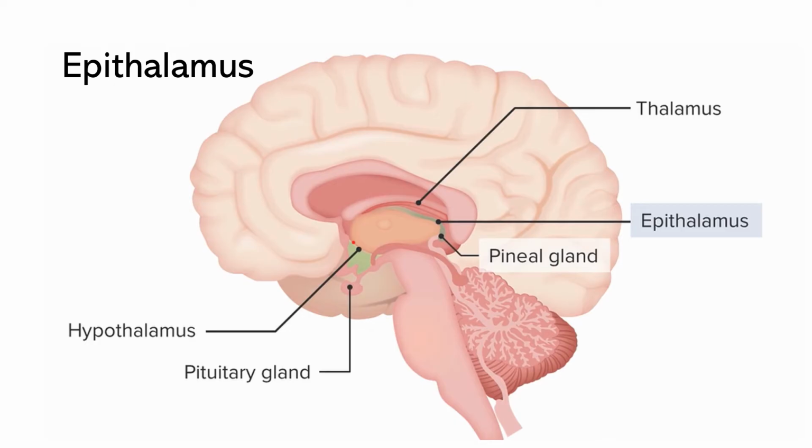The third structure of the diencephalon is the epithalamus. The epithalamus lies superior and posterior to the thalamus. So look at the picture, find it. And it contains the pineal gland. The pineal gland is important because it secretes melatonin and contains the habenular nuclei. Melatonin is important because it helps us regulate our circadian rhythm.